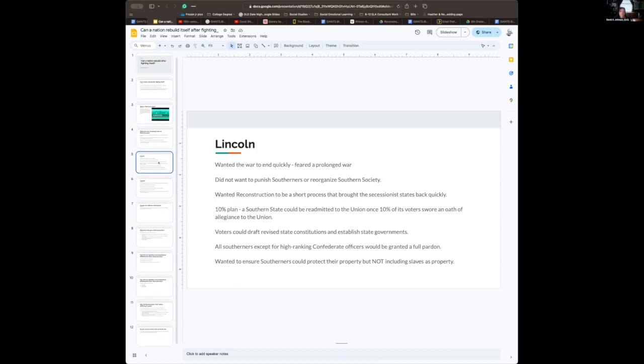So, Lincoln, what did he want? He wanted the war to end quickly. He feared a prolonged war. He didn't want to punish Southerners or completely reorganize Southern society. He wanted Reconstruction to be a relatively short process.